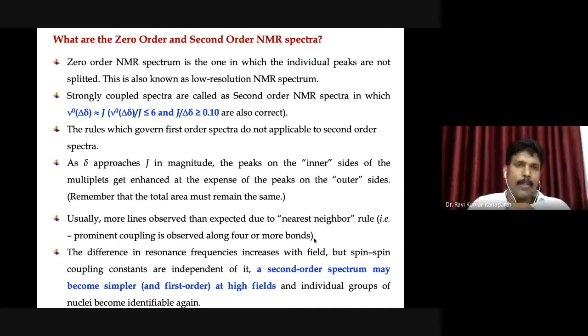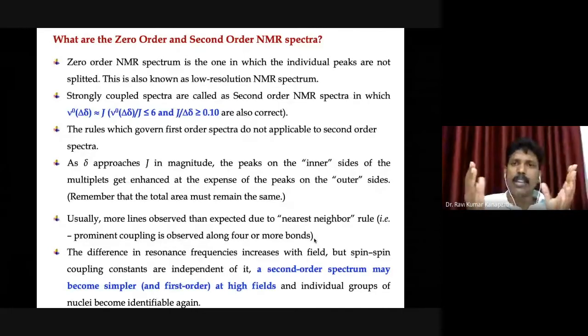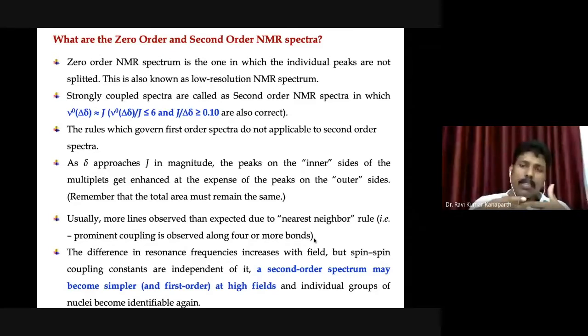Such a spectrum, an NMR spectrum which doesn't show any splitting pattern, we call a zero order spectrum. That is the definition of zero order. Then what about second order? A second order spectrum is one that does not follow the first order rules.